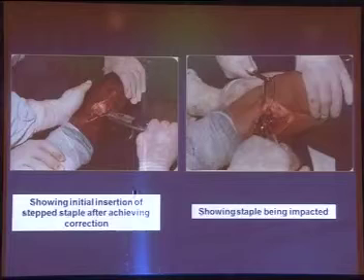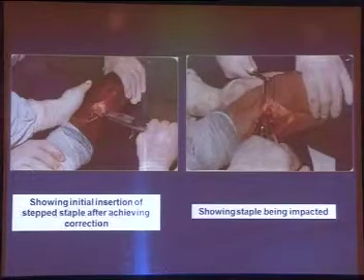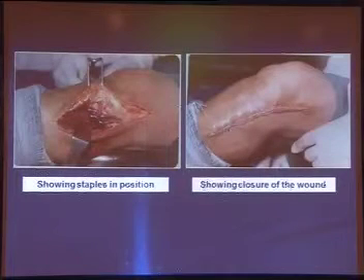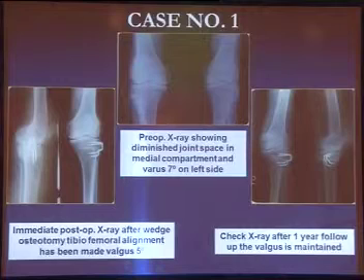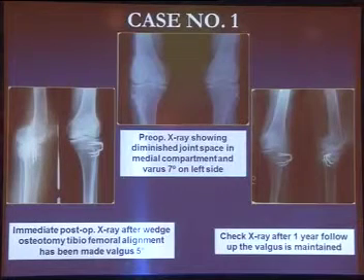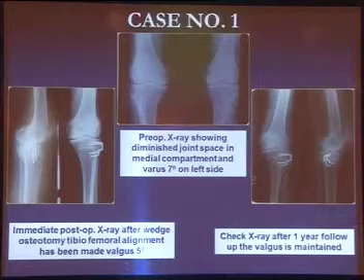Insertion of the staple done after achieving the correction. Note that stapling impacted. Staples in position, wound closed in layers. Now, this is a pure x-ray showing diminished joint space in the medial compartment with a varus of 7 degrees on left side. Immediate post-op, the wedge osteotomy tibial femoral environment has been made valgus by 5 degrees.